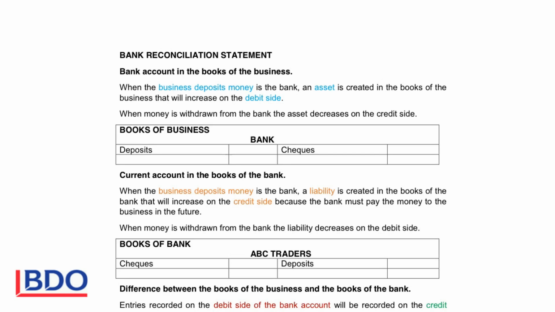The bank account in the books of the business will, on the debit side, increase because it's an asset, and it will decrease on the credit side because we are taking money out of the bank. So when we put money in the bank, we increase the asset on the debit side. When we take money out of the bank, we decrease it on the credit side.